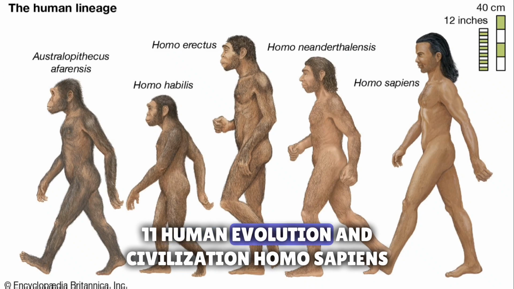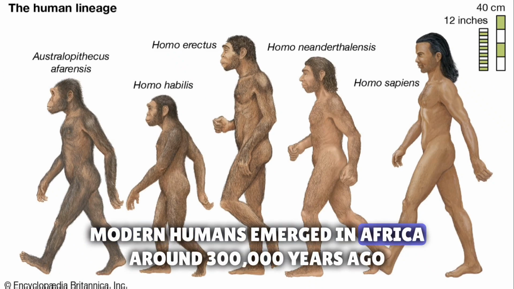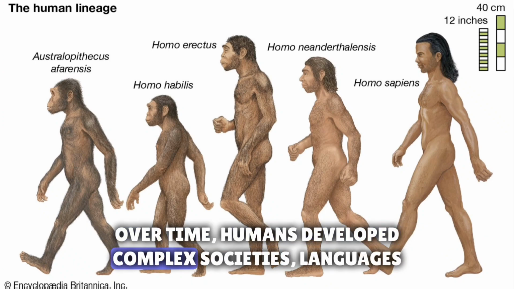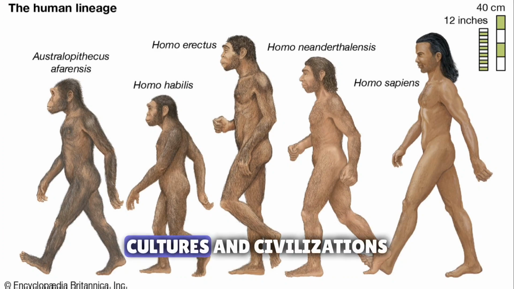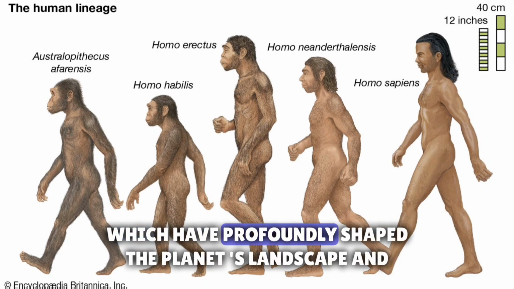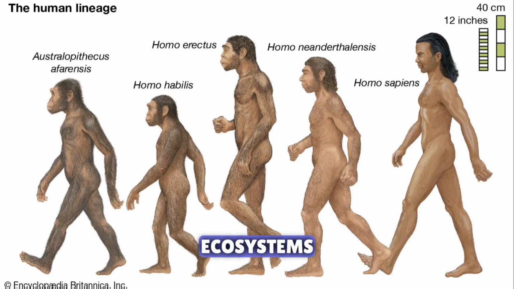11. Human evolution and civilization. Homo sapiens, modern humans, emerged in Africa around 300,000 years ago. Over time, humans developed complex societies, languages, cultures, and civilizations, which have profoundly shaped the planet's landscape and ecosystems.